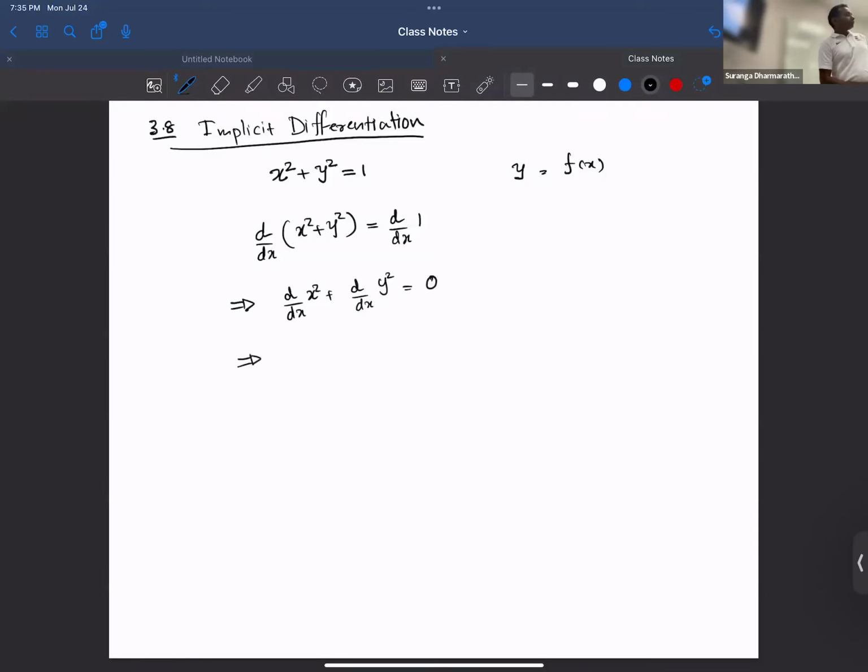Now you can differentiate the first term in terms of x because it's an explicit function of x, so you can put 2x, right? Plus, this is not a function of x. So what would you do? What did we learn from the previous chapters? When we have a situation like that, what do you do? What rule can we use here?